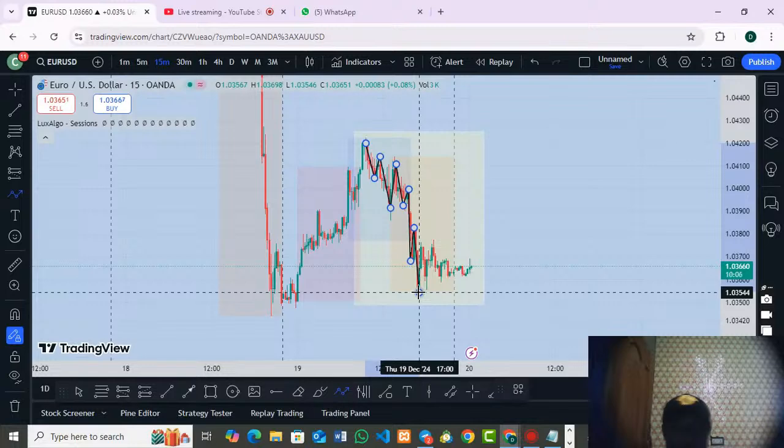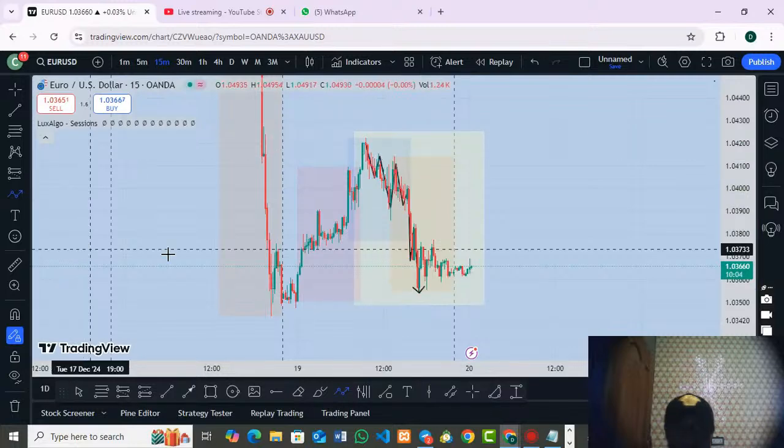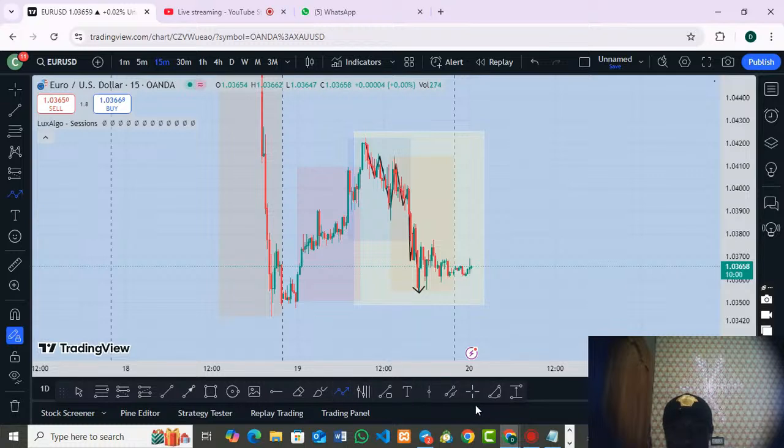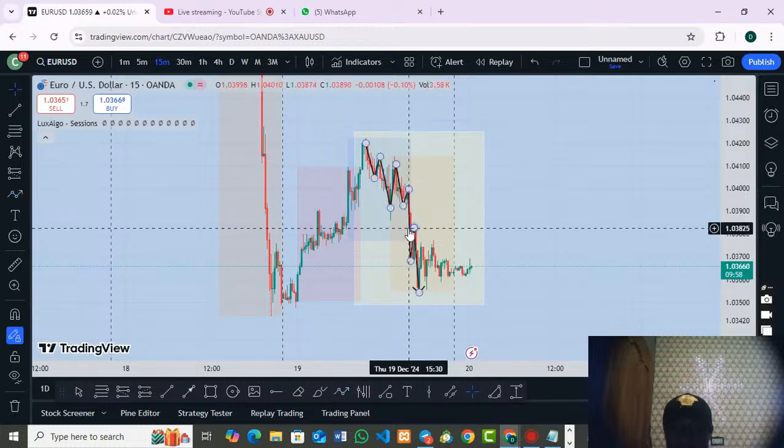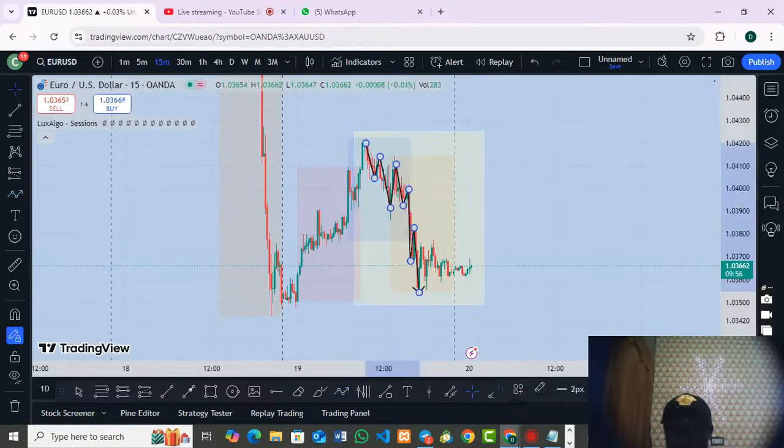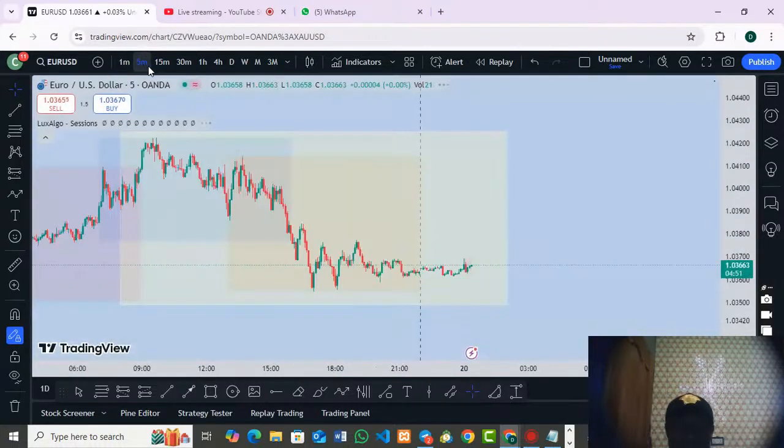To the best of my knowledge, what you can do is just continue to scale down. We are going to move down to the 5 minute time frame. Let's do away with this. Now we know market structure is going on a bearish market. So let's go down to the 5 minute time frame. When we go down to the 5 minute time frame, what do we see?